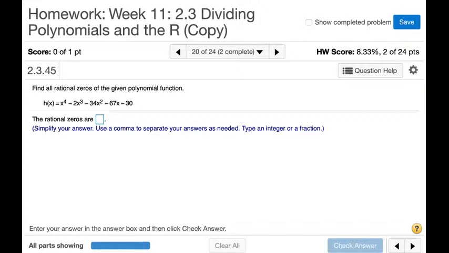So I'm going to do negative 2 next. So negative 2. We got this 1, negative 2, negative 34, negative 67, negative 30. Right? I'm watching the clock. I know we're at a mark. Let me see. 1, negative 2, negative 4, 8, negative 26, 54. So positive 54. Oh, no good.